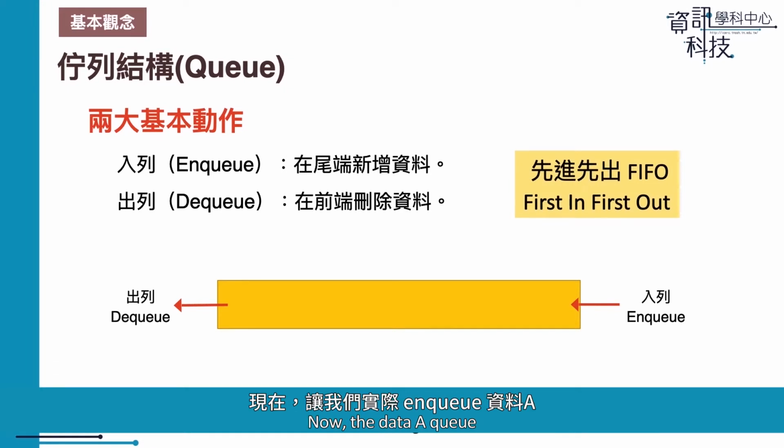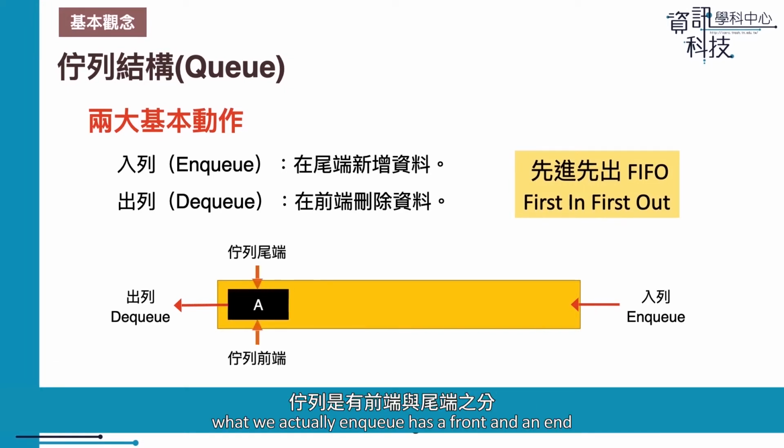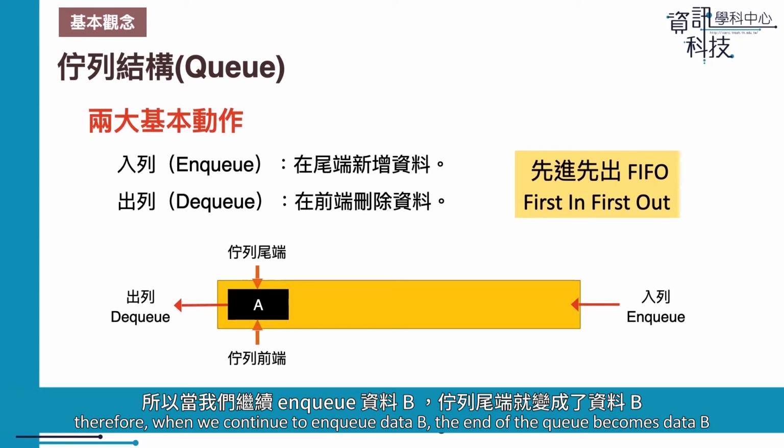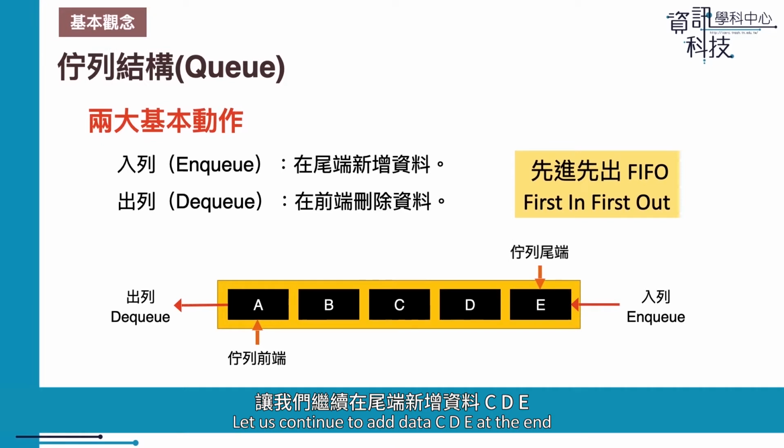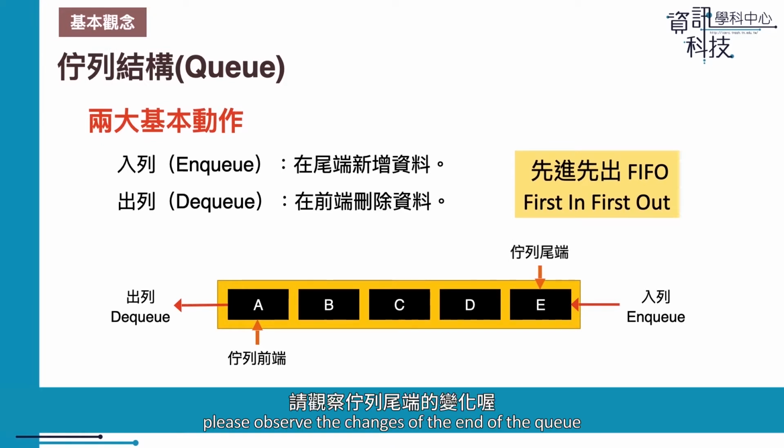Now, when we enqueue data A into a queue, it has a front and an end. Therefore, when we continue to enqueue data B, the end of the queue becomes data B. Let us continue to add data C, D, E at the end. Please observe the changes at the end of the queue.